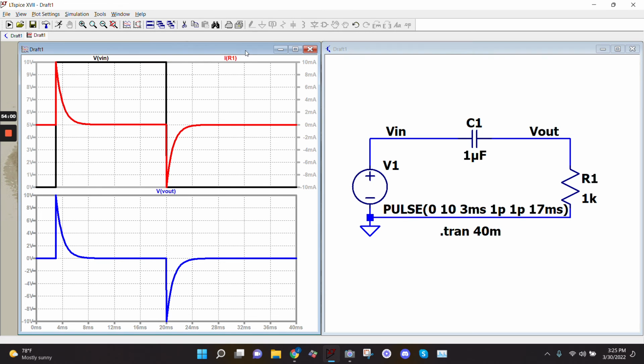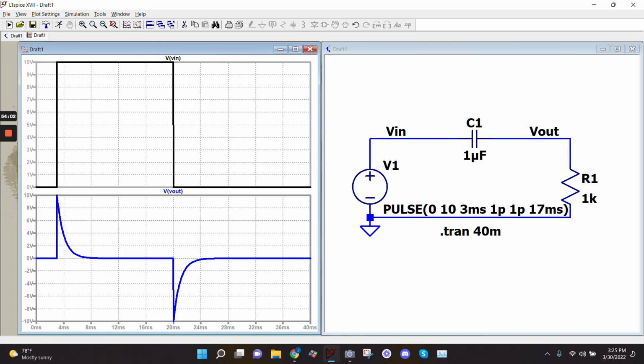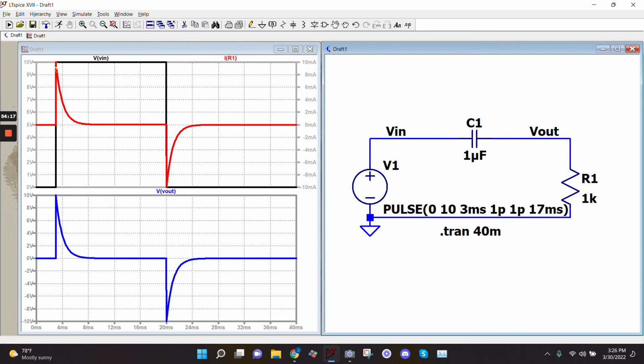But after my voltage comes back down on the input, I need to maintain that 10 volts across the cap. So this voltage V out shoots down to negative 10, and I get a current flowing in the other direction. So again, my current was initially flowing in one direction to charge the capacitor, is now flowing in the other direction to discharge the capacitor, and then we reach steady state again.